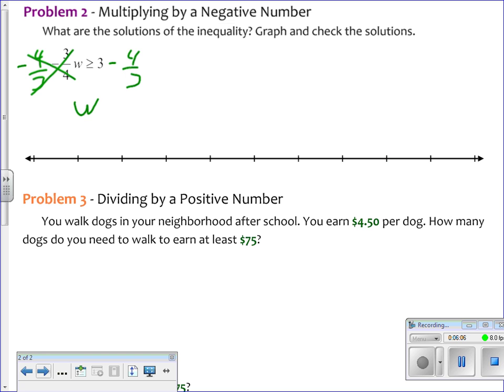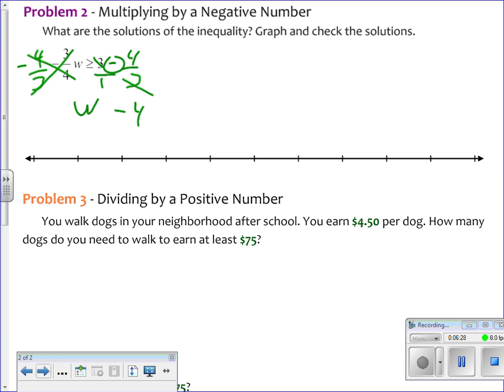So I get W. On the other side, I have to multiply my fractions. Make that 3/1. Okay, so I have 3/1 times 4/3. You can cross cancel. The 3's cancel, and I get 4. But don't forget you have a negative, so that's -4.